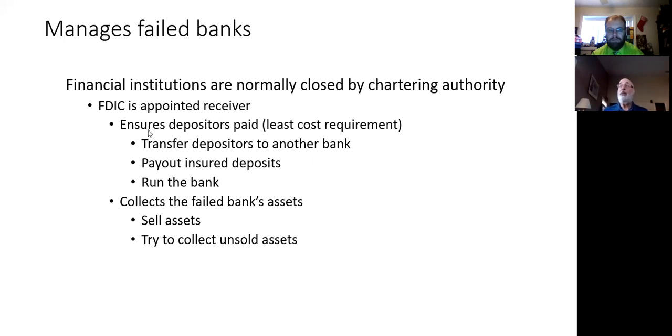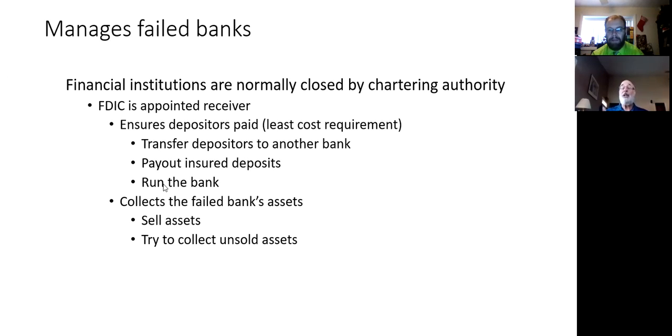And there's a least cost requirement. They're required to resolve the bank in the least costly way. Okay. Because there's basically three ways that the FDIC makes sure its depositors are paid. Okay. They can pay out insured deposits. So they can just say, hey, you're a depositor, here's your $125,000. And they can make a direct payment. Okay. That happens, but not very often.